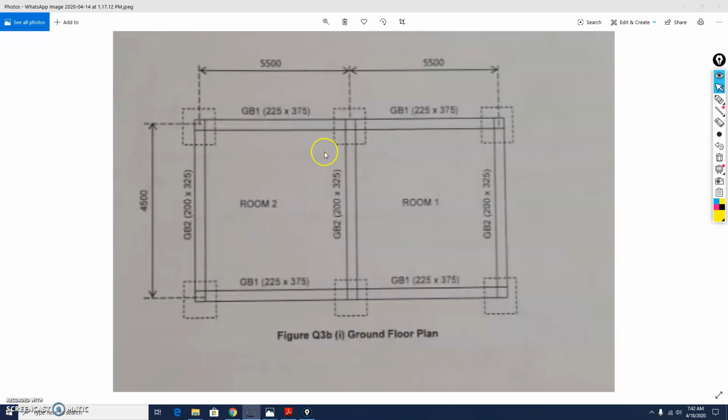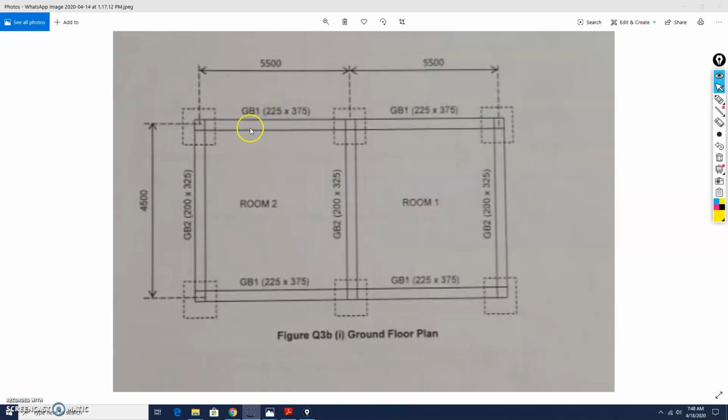So first we are going to solve for GB1, ground beam 1. We are going to calculate for the concrete, formwork, and lastly for the reinforcement. If you look in this figure, there are 4 numbers of GB1. So the first, second, third, and fourth. And then you have 3 numbers of GB2. First one, second, and third.